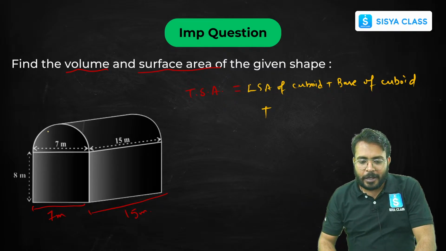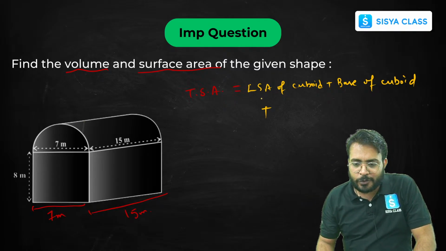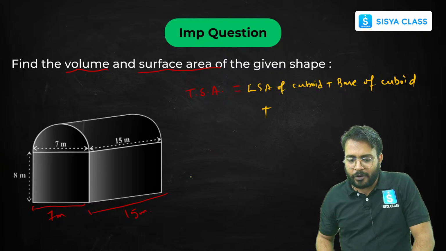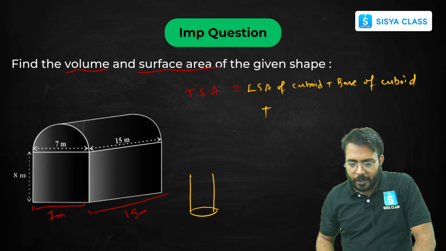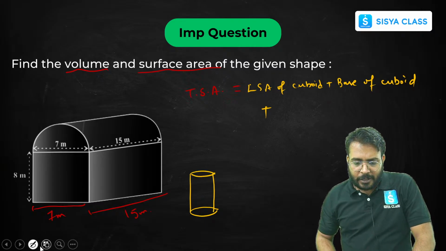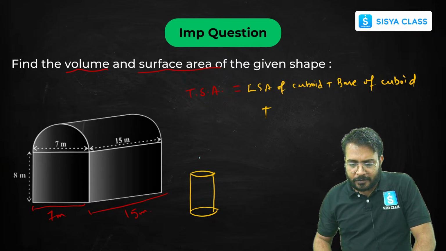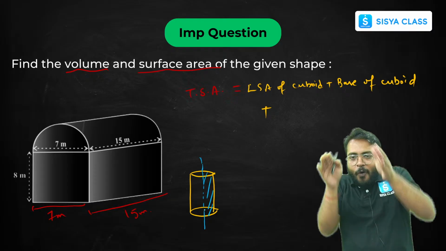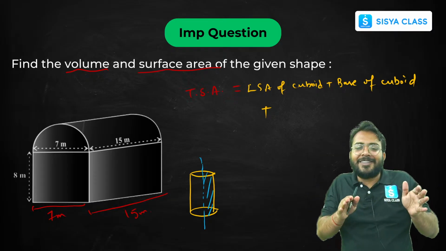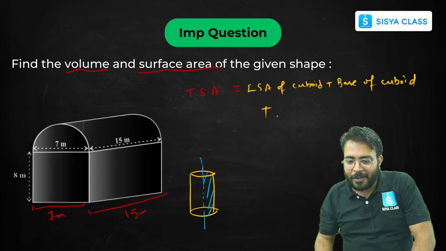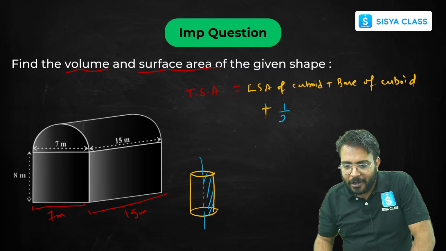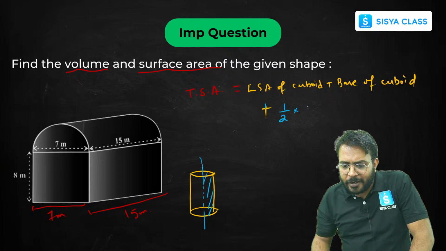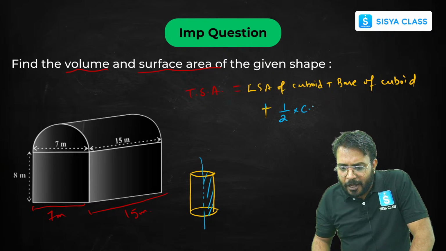Here you are having a cylinder. If you are taking one cylinder and just cut this cylinder in half, and this half part you paste over the cuboid, you will get this shape. So plus half of the curved surface area of cylinder.